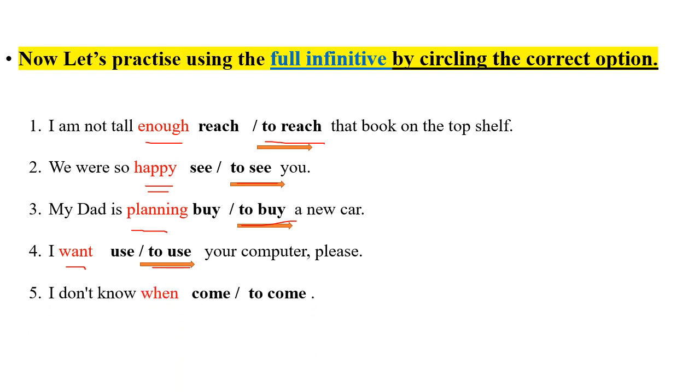Number 5, I don't know when come or to come. Look here, we have the WH word, when, and what comes after the WH word is full infinitive, to plus the base form of the verb. I don't know when to come.